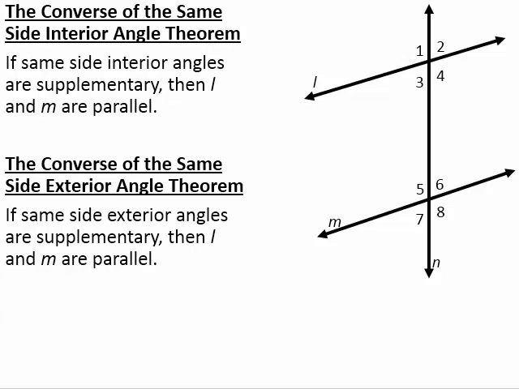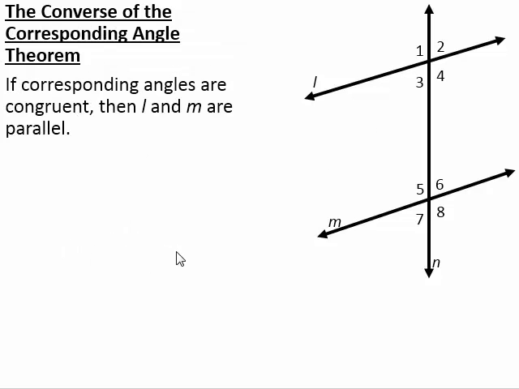So likewise, we could do the same thing with same side interior or same side exterior. Remember, same side interior or same side exterior meant that angles were supplementary. So the converse is going to say if the angles are supplementary, then the lines are parallel. So last bit, corresponding angles. Remember, corresponding angles were congruent if the lines were parallel. This one says if the corresponding angles are congruent, then the lines will be parallel.